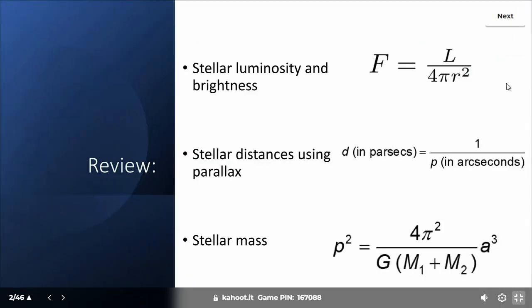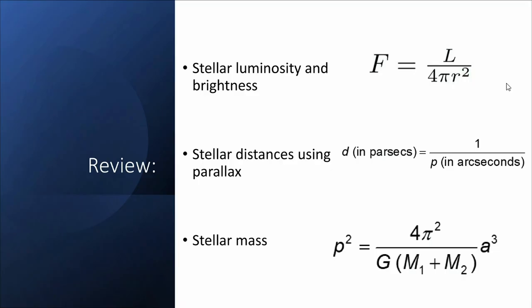To review, we could measure the luminosity of a star by first measuring the brightness of a star by just pointing your telescope at it and using your eye or your detector to measure its brightness. And then if you can measure the distance to that star, then you can calculate the luminosity.